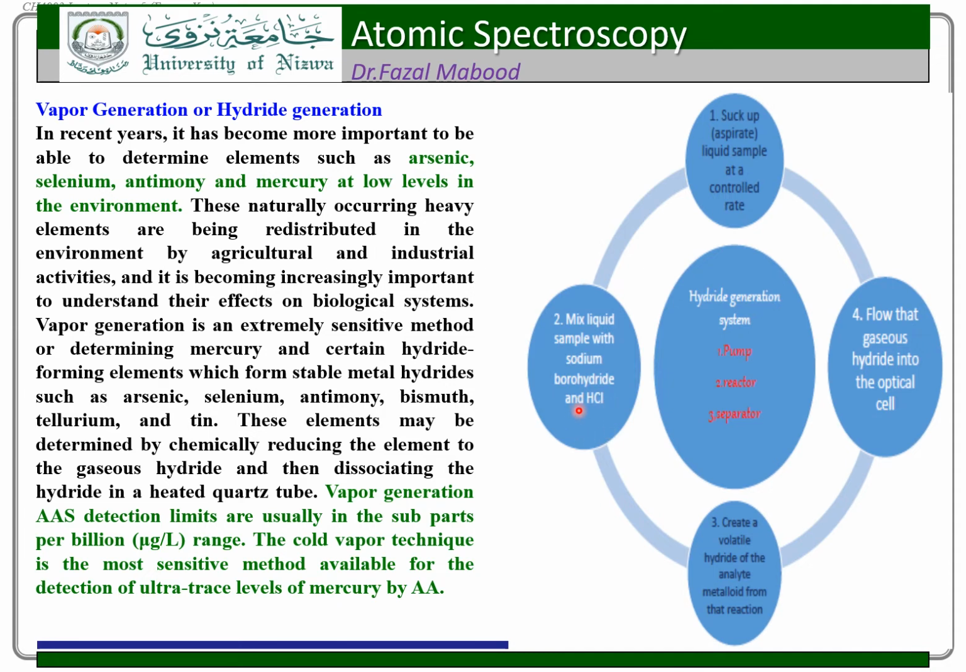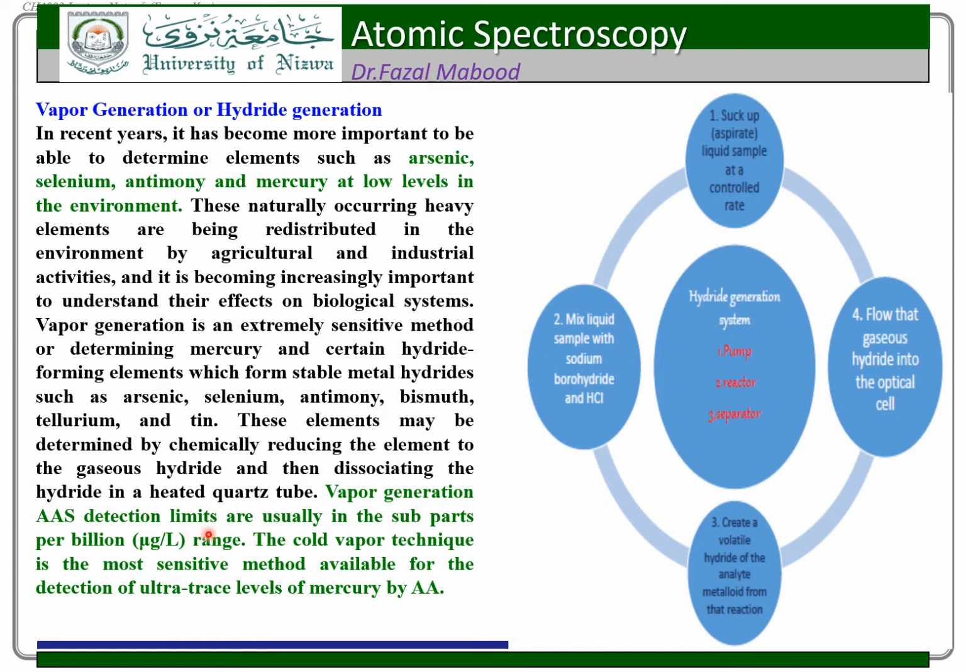When the analyte reacts with the sodium borohydride, it creates a volatile hydride of the analyte metalloid from the reaction. So this reaction produces a metalloid hydride, meaning the analyte is converted into the atomic form, and from that atomic form the gaseous hydride flows into the optical cell, and through that we interact the light.